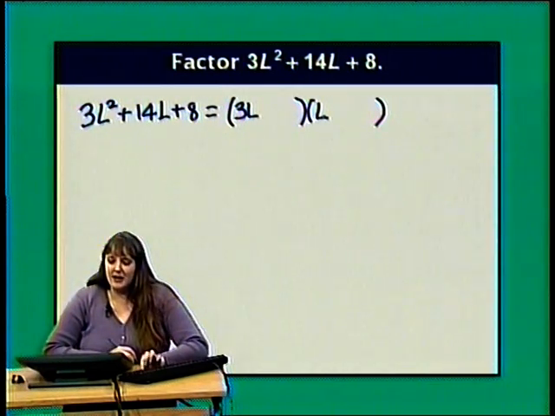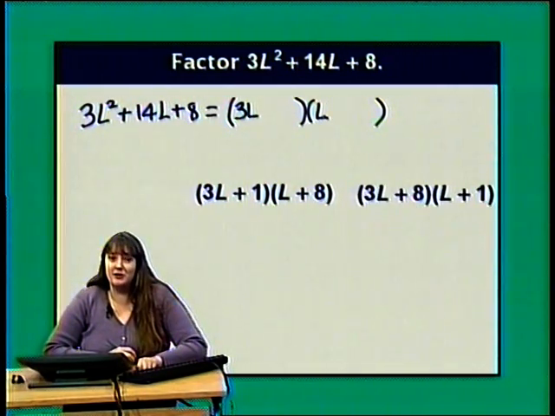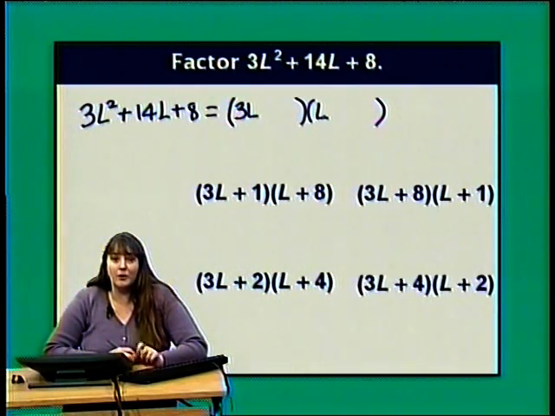I could get 8 by multiplying 1 and 8 together. And I can change the order in which those appear, so I could also look at 3l plus 8 times l plus 1. But I can also get 8 by multiplying 2 and 4 together. So I can look at 3l plus 2 and l plus 4, or 3l plus 4 and l plus 2. Looks like I've got 4 different choices here in my guess and check method.